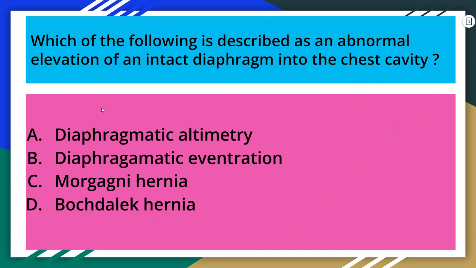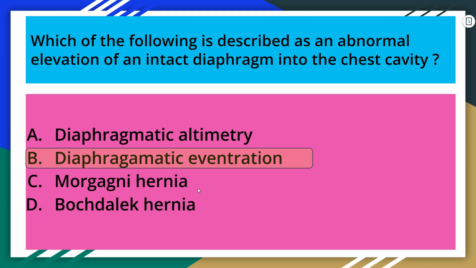So back to our question. Option A, diaphragmatic altimetry, is not a proper medical terminology, so this option is not correct. Diaphragmatic eventration is the correct option, while options C and D are not intact diaphragm, they are actual defects. So the correct answer to this question is diaphragmatic eventration.